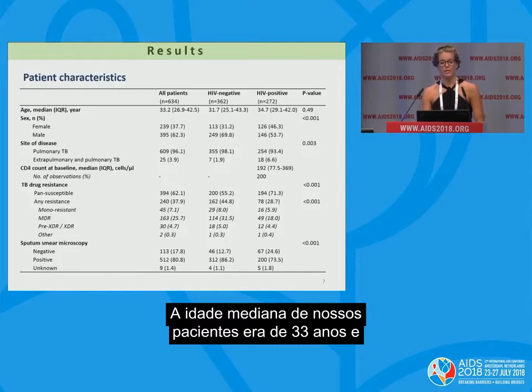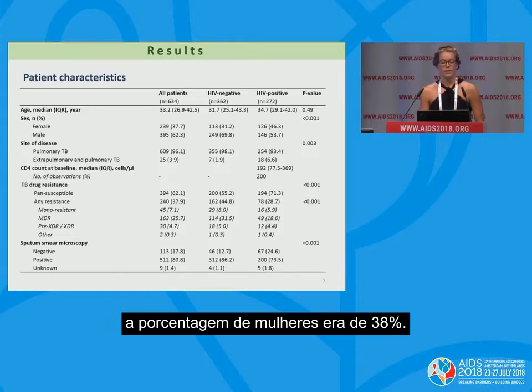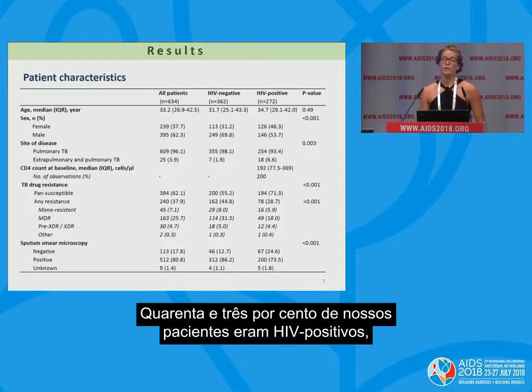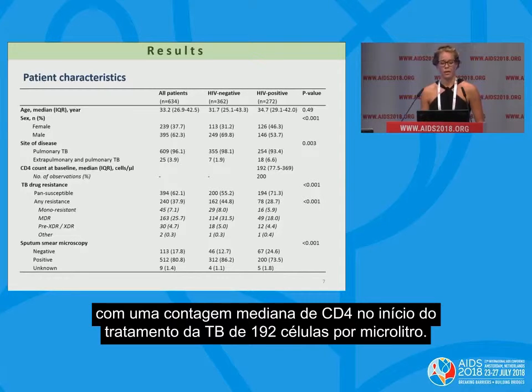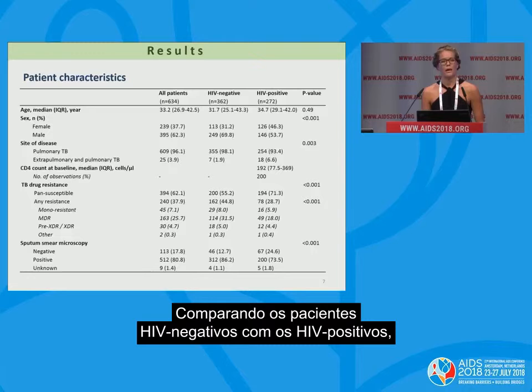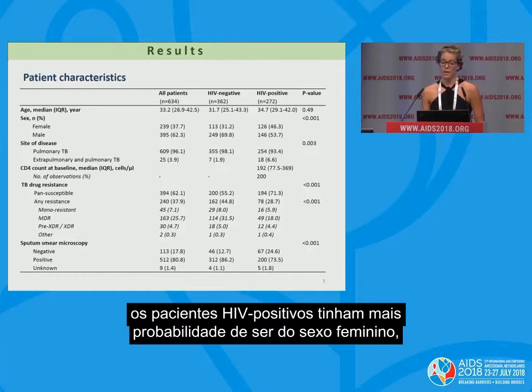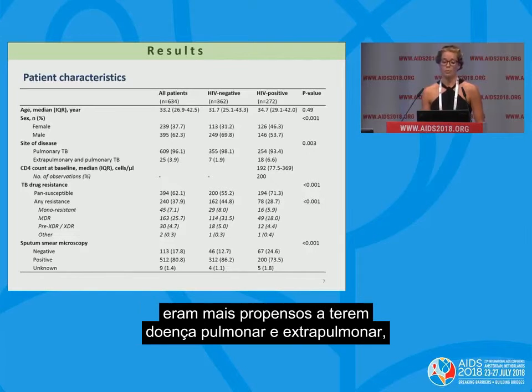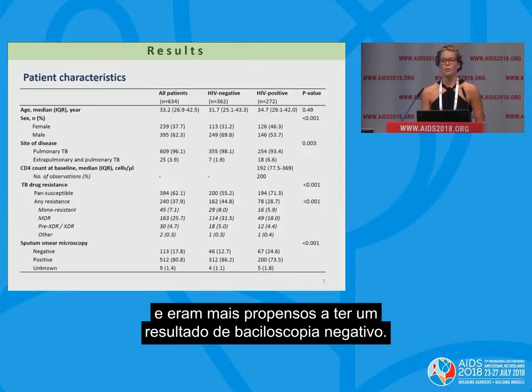The median age of our patients was 33 years, and the percentage of females was 38. 42% of our patients were HIV positive, with a median CD4 count at the start of TB treatment of 192 cells per microliter. Comparing HIV-negative patients to HIV-positive patients, HIV-positive patients were more likely to be female, were more likely to have both extrapulmonary and pulmonary disease, and were more likely to have a negative smear microscopy result.